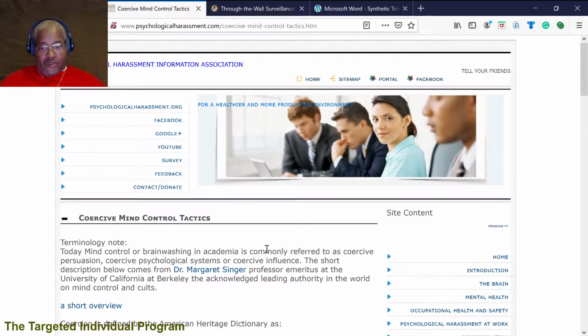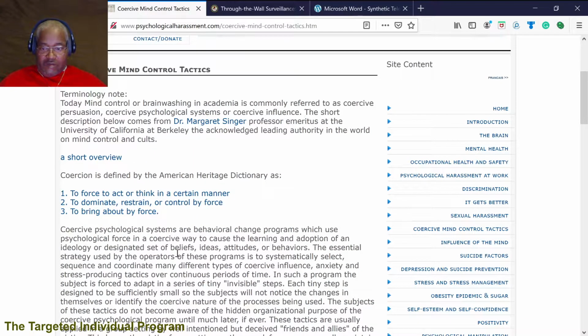So let's talk about coercive mind control tactics, and let's read the definition. Coercion is defined by the American Heritage Dictionary as to force to act or to think in a certain manner, to dominate, restrain, or control by force, to bring about by force. Coercive psychological systems or behavioral change programs use psychological force in a coercive way to cause the learning and adaptation of an ideology or designated set of beliefs, ideas, attitudes, or behavior.